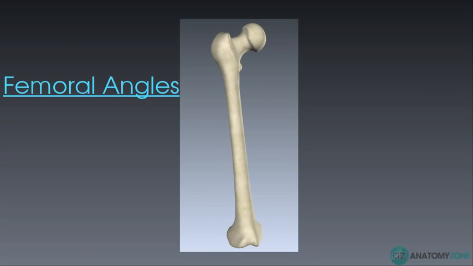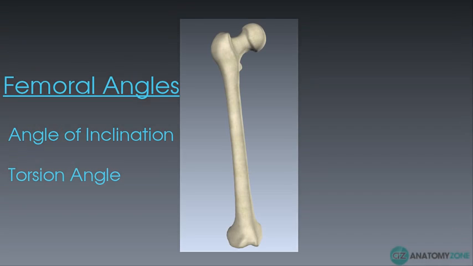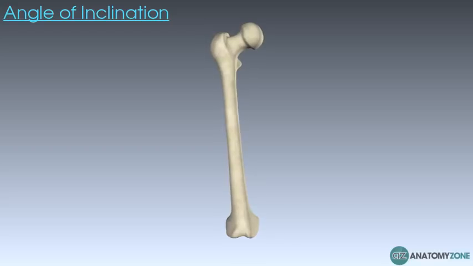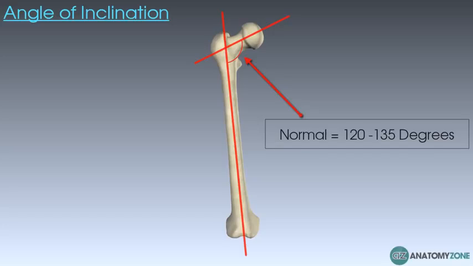And the final things that I just want to touch on for completeness are two angles that the femur naturally has: the angle of inclination and the torsion angle of the femur. So the first thing is the femoral angle of inclination. So this is the angle that's formed between the intersection of an imaginary line that's going down the shaft of the femur and a line that's going through the neck of the femur. And so typically in the normal adult, we have an angle of inclination of between 120 and 135 degrees.